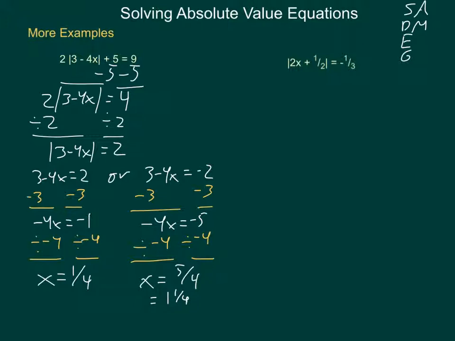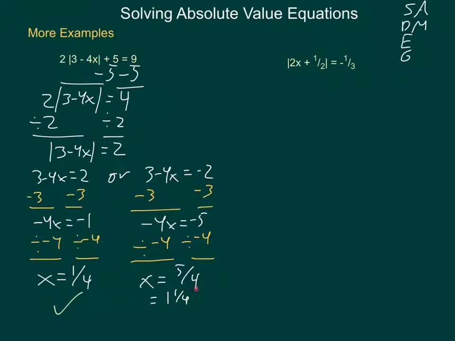Now we need to check. I am running a little low on space, so I'm going to do a verbal check. Take my 1/4 and substitute it in here. So 4 times 1/4 is 1. 3 minus 1 is 2. The absolute value of 2 is 2. 2 times 2 is 4. 4 plus 5 is 9, which is what I was looking for. So this one checks out.